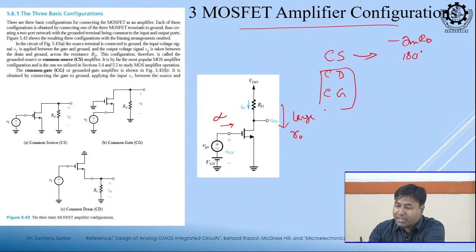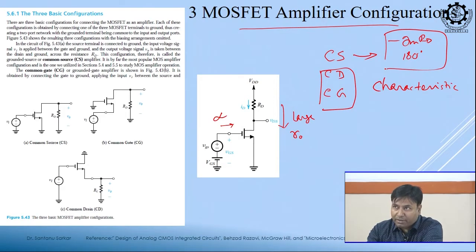Similarly, we will see what are the characteristics of the others. So, these are characteristics: the gain is this much, input and output are out of phase, input impedance is high, output impedance is moderate. These are all characteristics of each of these amplifiers that you have to be familiar with. Another thing is the application where you can use it.